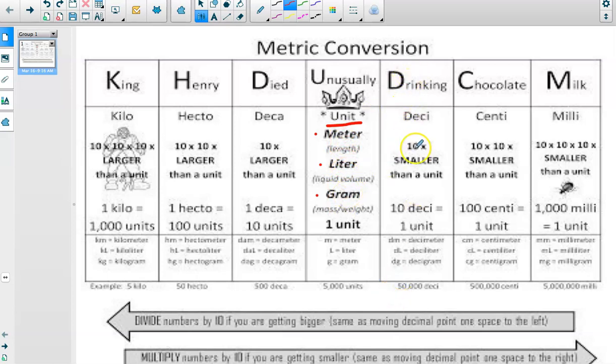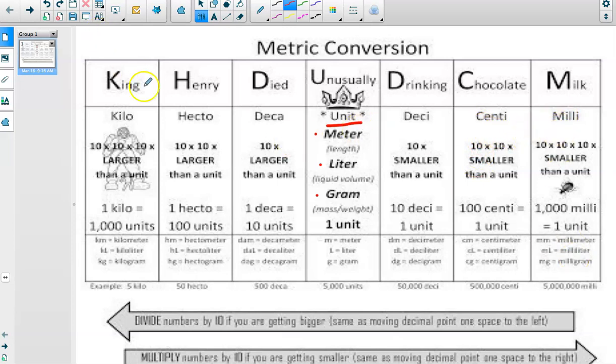Now we get really small. They all end in i. Deci, C for centi. You've probably heard of centimeter. That's where that comes from. Millimeter. You've probably heard of that.